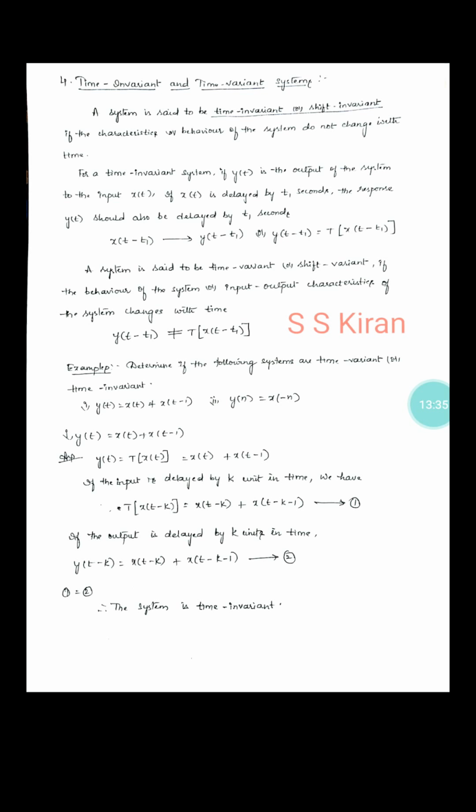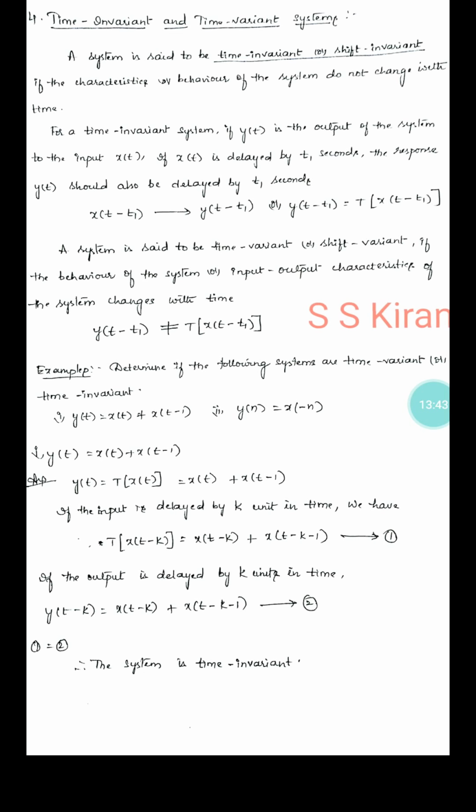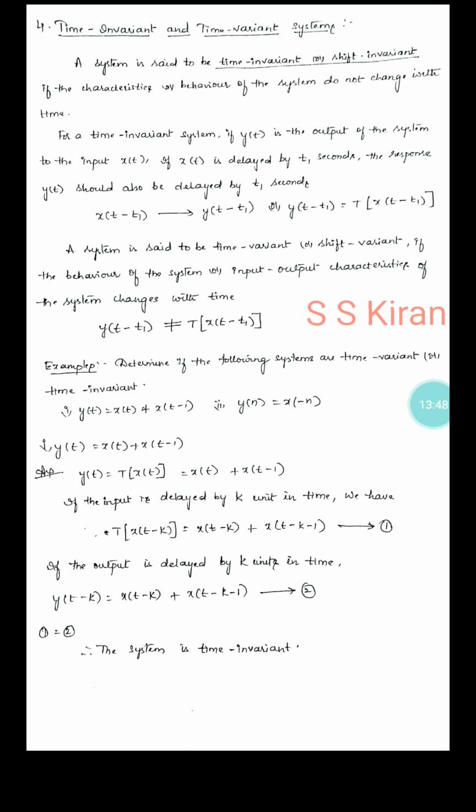For a time invariant system, if y of t is the output of the system to the input x of t, and x of t is delayed by t1 seconds, the response y of t should also be delayed by t1 seconds. Those systems are nothing but the time invariant systems. See the mathematical expression: x of t minus t1 tends to y of t minus t1, or y of t minus t1 is equal to the transformation of x of t minus t1. Those systems are called time invariant systems.